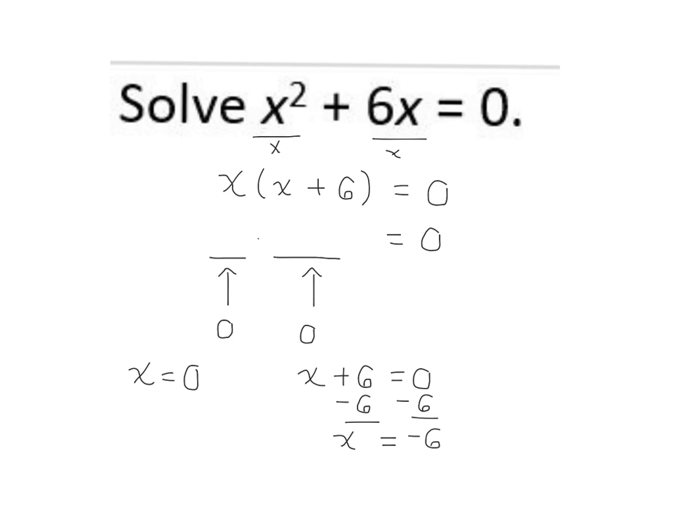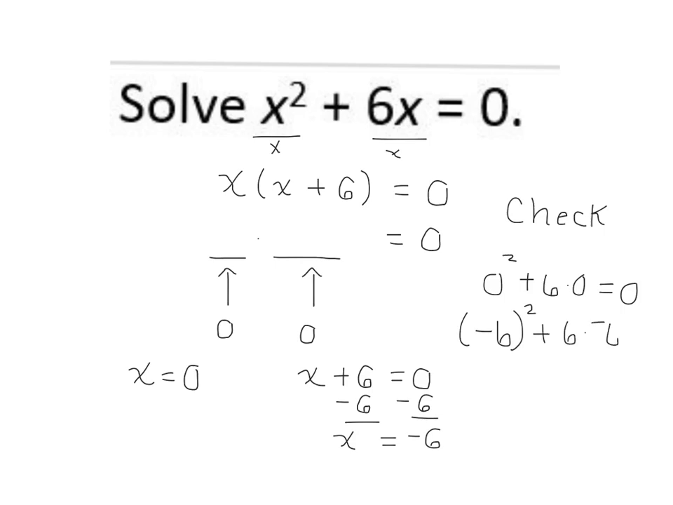Now, just to verify, if we go back to the original and plug 0 in for x, we'd have 0 squared plus 6 times 0. And that does, in fact, equal 0. If we take our other solution and plug it in for x, we'll have negative 6 squared plus 6 times negative 6. Well, negative 6 squared is 36, and 6 times negative 6 is negative 36. 36 minus 36 is also 0. So our two solutions are, in fact, 0 and negative 6.